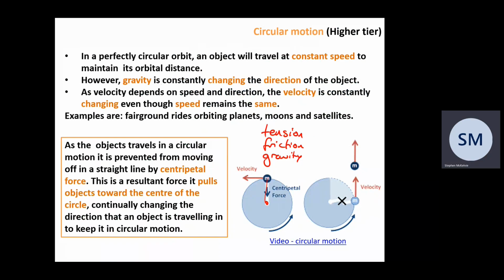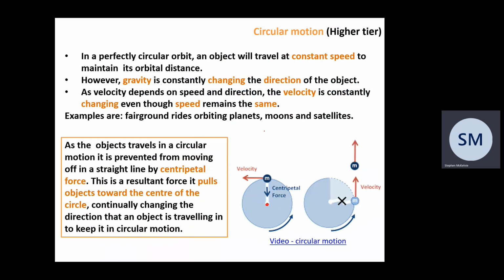This object wants to move in a straight line. That is the velocity of this object at this moment in time. Let's say it's 2 meters per second and it is going left. However, the force that is pulling it towards the center causes its motion to actually be diagonal. The force that's pulling this object towards the center is called the centripetal force.